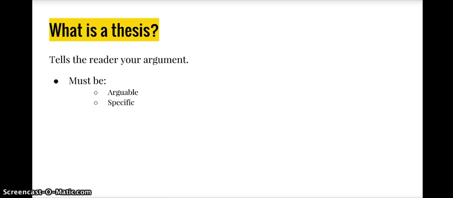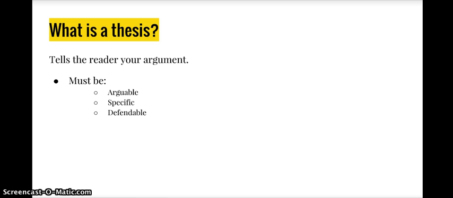The next quality is that your thesis statement must be specific. That means you cannot have any vague statements in your thesis statement. You need to make sure that you are making your argument very clear for your readers so they understand exactly what side of the argument you are on.